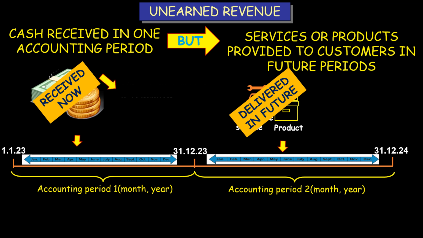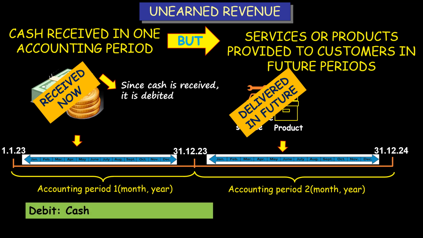So for us, the important thing is to know how to do the accounting for unearned revenue. Since a business receives cash now in the current period, the business will debit cash. Now for this cash it has received, the business has an obligation to deliver services or products to the customer in another period in the future. Now this makes it a liability. This obligation to provide products or services to the customer is called a liability in accounting.